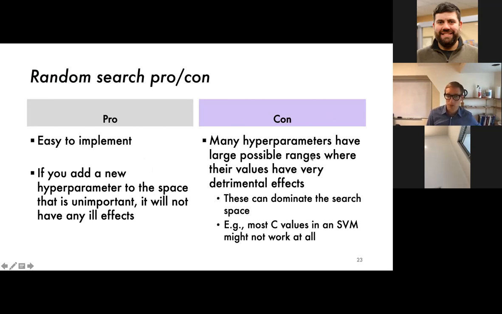The downside is that many hyperparameters have really large possible ranges where their values do have detrimental effects, not just that they're unimportant, but that they have values where you would not like to explore them. And these can dominate the search space. So for example, with an SVM, most values of C from a wide range of possibilities might not really work at all. They might be way too overfit, or they might be way too simple for your data set. So including those values is going to make the random search spend much of its budget on possible solutions where the hyperparameter values are just not giving it a chance at all. But it is very easy to implement.